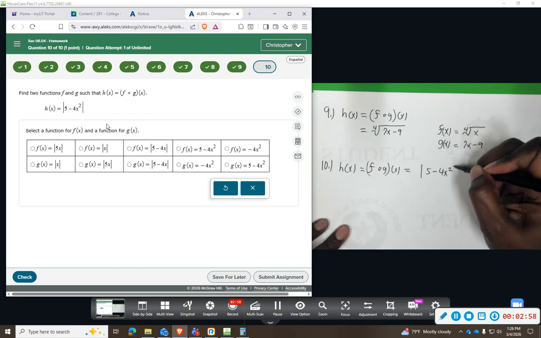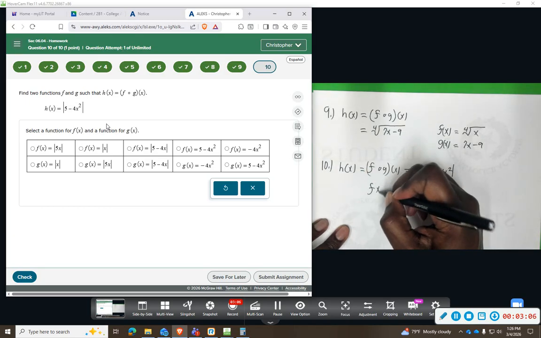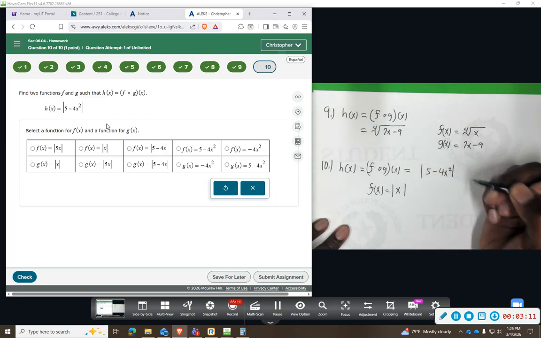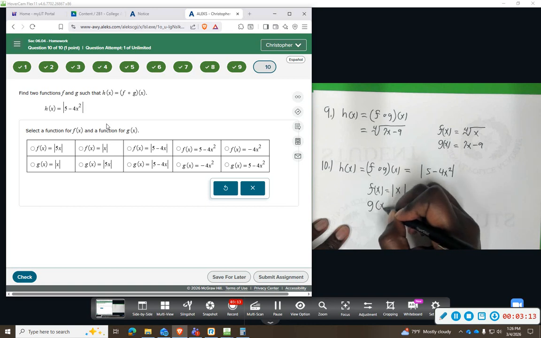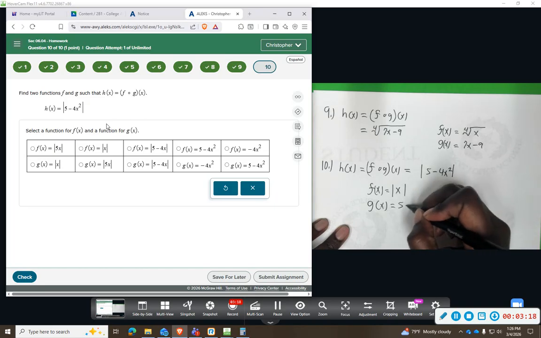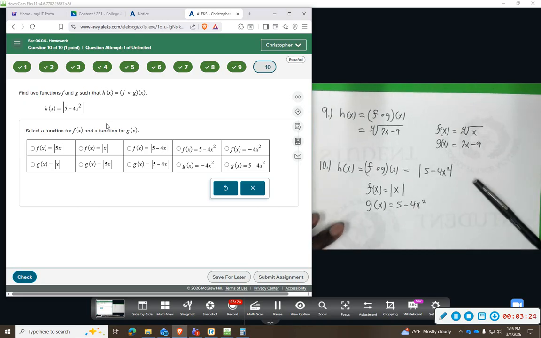4x squared. All right, so outside the grouping symbol is absolute value. So I can say f of x is the absolute value, and just replace all this with x. And then the g of x is now the inside. Okay. So 5 minus 4x squared. So again, this is just one way to do it. Multiple ways you can do it, but that's the most simplest form. So f, absolute value of x, g, 5 minus 4x squared.